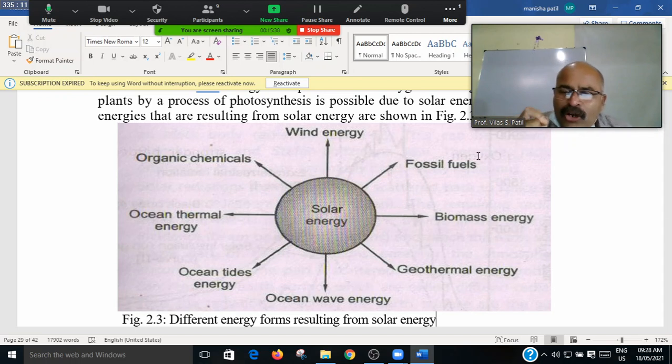What is the basic cause of the creation of the ocean wave? It is the gravitational force produced between the Earth and the Sun, and due to that gravitational force, the ocean waves are created. The periodic ocean wave is one of the sources to produce mechanical energy, and one can convert that mechanical energy into electrical energy.